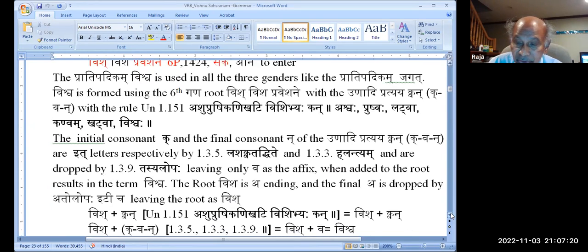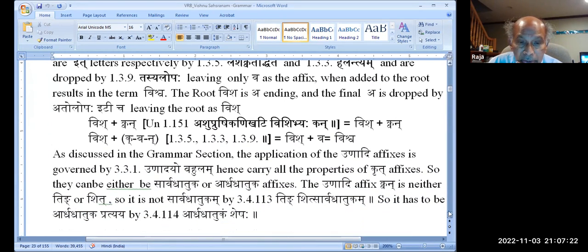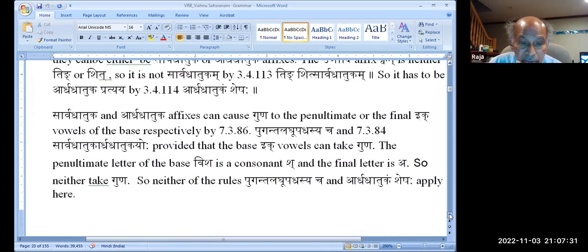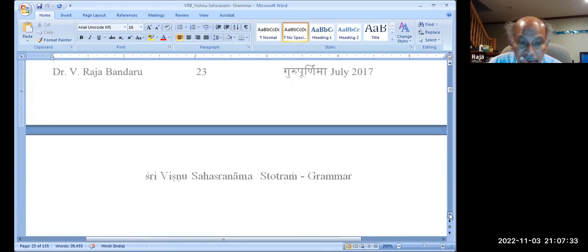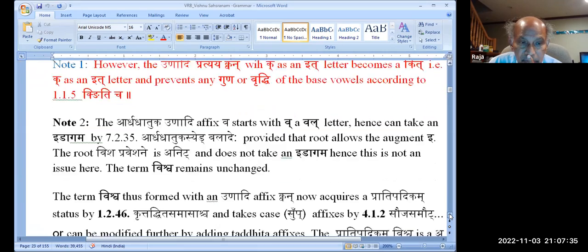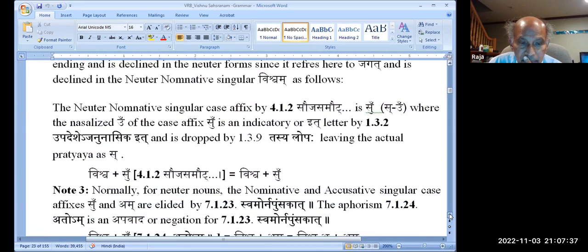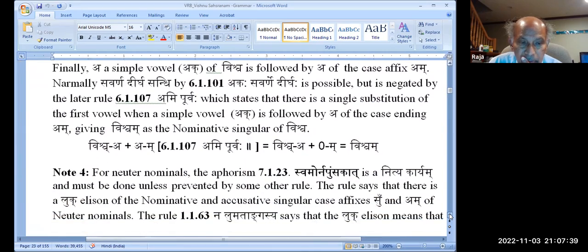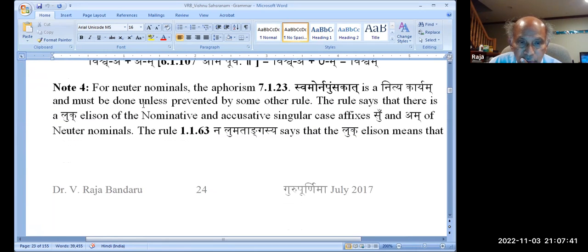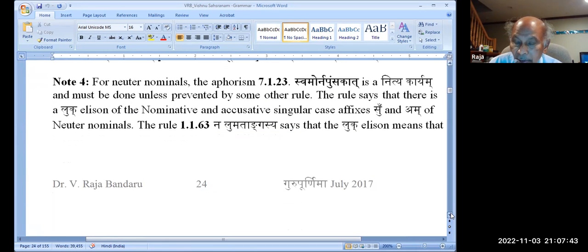And it goes on explaining what it is, and these are all just to get Vishwam. There are exceptions to all that we have to give. Panini went through a lot of exceptions.